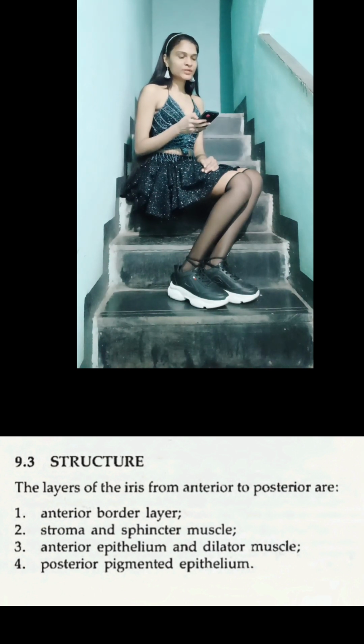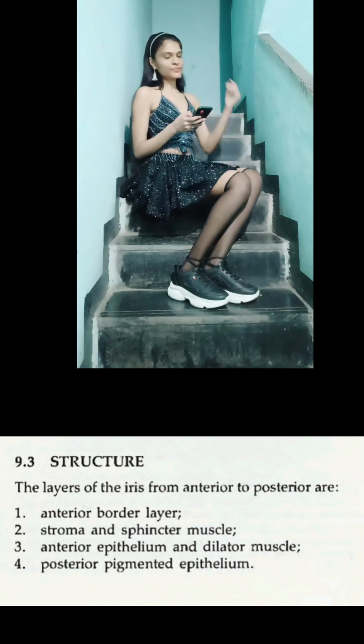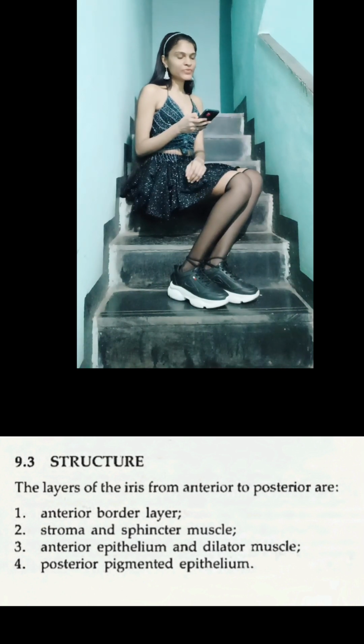So, there are 4 layers of the iris. These are the anterior border layer, stroma and sphincter muscle, third is anterior epithelium and dilator muscle, and fourth is posterior pigmented epithelium. This is the microscopic structure of the iris, and it shows the 4 layers. First is anterior border layer or anterior limiting membrane. Second is stroma and sphincter pupillae. Third is anterior epithelium and dilator muscle.